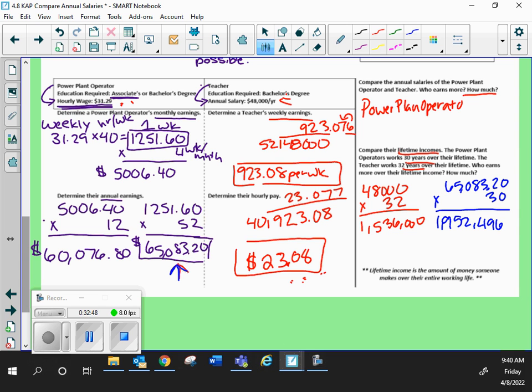$1,952,496. Okay, to figure out how much more, we're going to subtract those numbers. Miss Idle realizes that they are not in the correct order. But if I were to subtract those, obviously I would put the bigger number on top, and I would subtract, and I would get $416,496. That's how much more that the power plant operator is going to make, and they're working 2 years less.